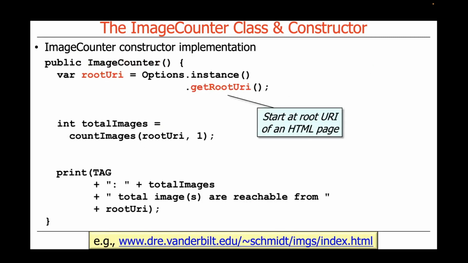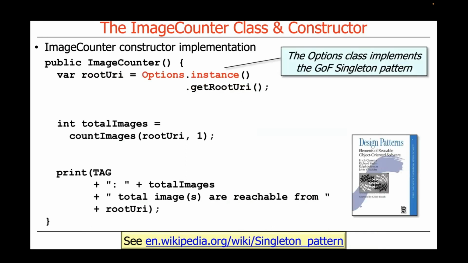The first thing it does is it calls a method on an options class to get the root URI of the HTML page we want to begin our traversal. And this uses the good old singleton pattern from the Gang of Four book in order to be able to localize all the options processing. You may or may not be familiar with singleton, but you can read more about it at this link.